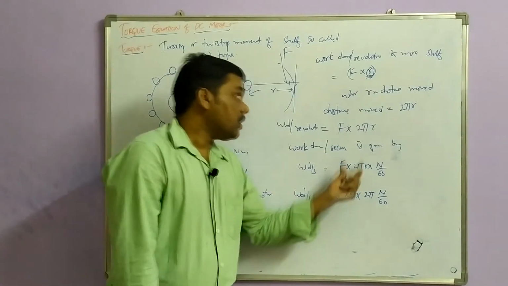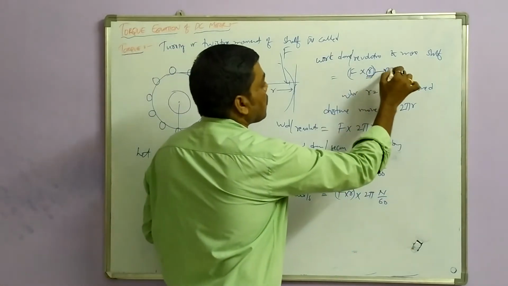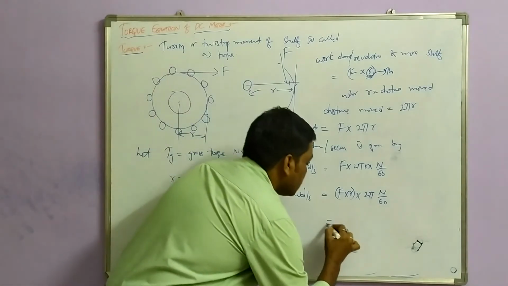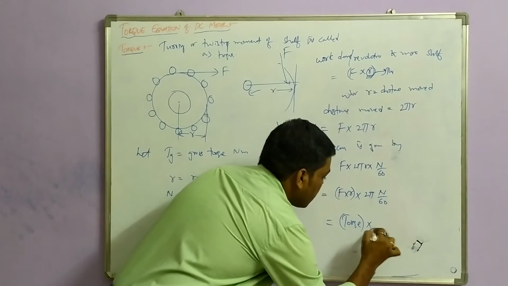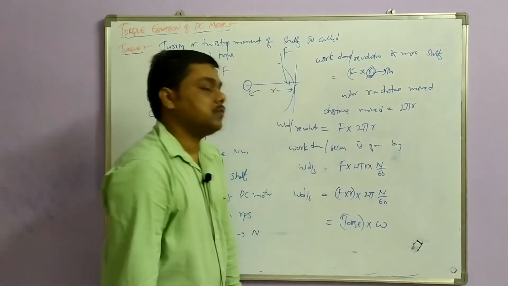Now what is this F and r? This is the torque parameter we already discussed. So this will be equal to torque multiplied by 2 pi n by 60, which we can call omega.